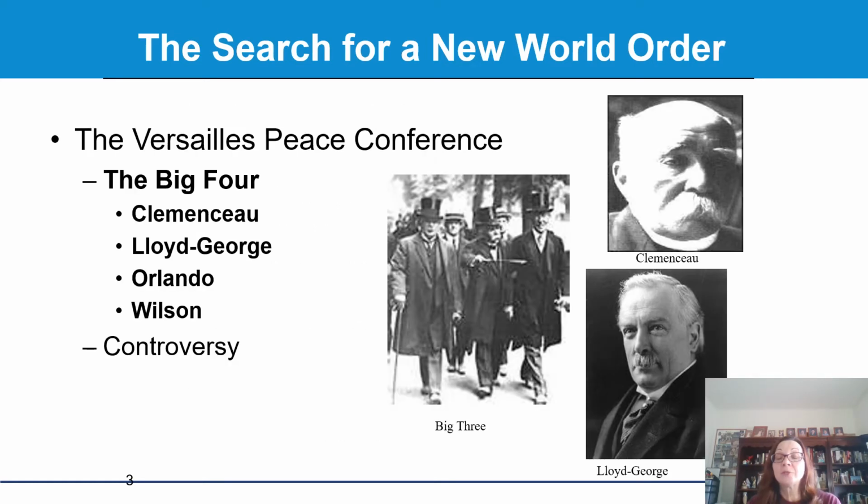The peace conference to end World War I was held in France at the Palace of Versailles. So it is called the Versailles Peace Conference. The Allied leaders that will be involved in the peace conference are known as the Big Four. Georges Clemenceau was the leader from France.